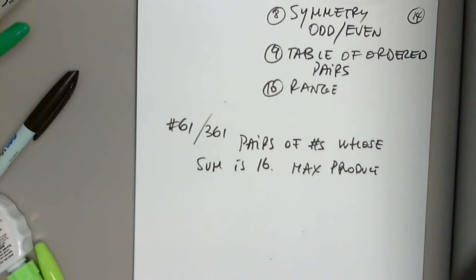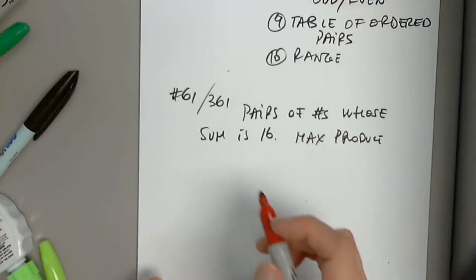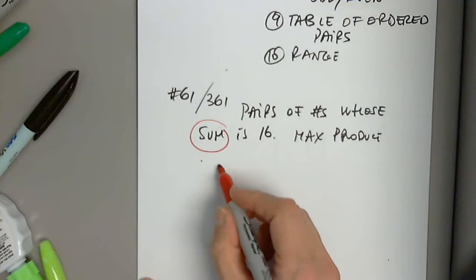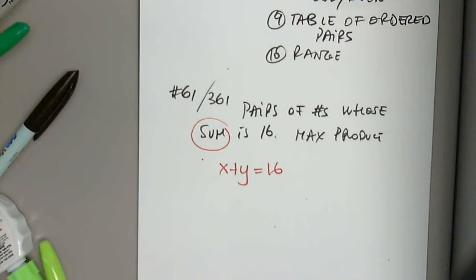So give me two unknown numbers whose sum is 16. Create an equation with two numbers that are unknown, whose sum is 16. What would you say? X plus y equals 16. So this is the sum. This is a pair of two numbers, right, whose sum is 16. Agreed?